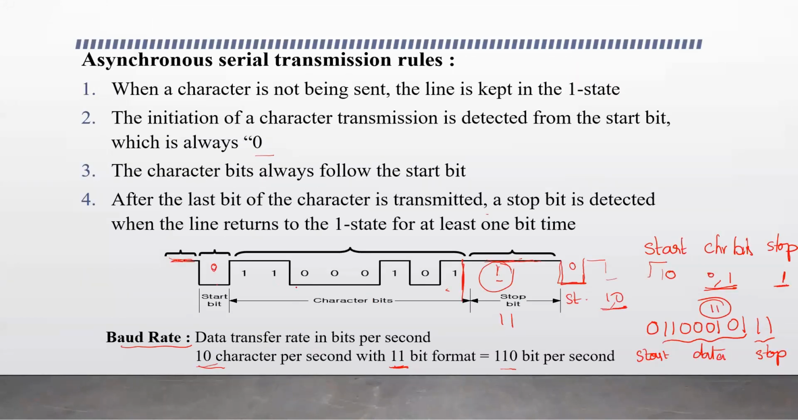Here we have 8 character bits, 1 1 0 0 0 1 0 1, and the start bit is added at the beginning. That indicates the beginning of the character. Then the character bits, and at the end, after the last character bit, the stop bits are added, which means it is 1. So the line stays in one state for 1 bit or 2 bit time. Then after this, the next data is transmitted.